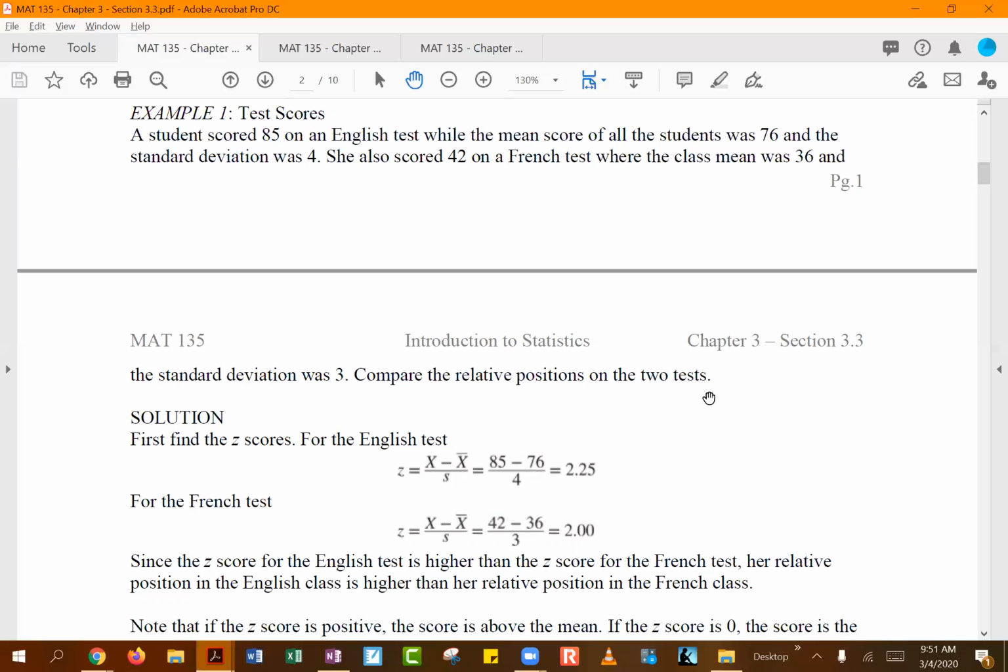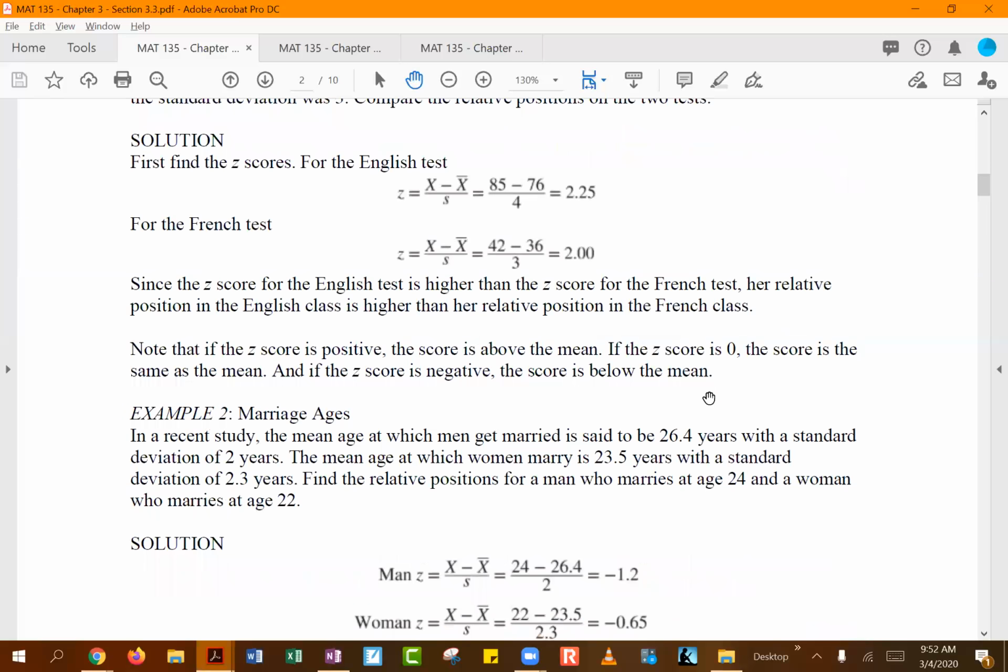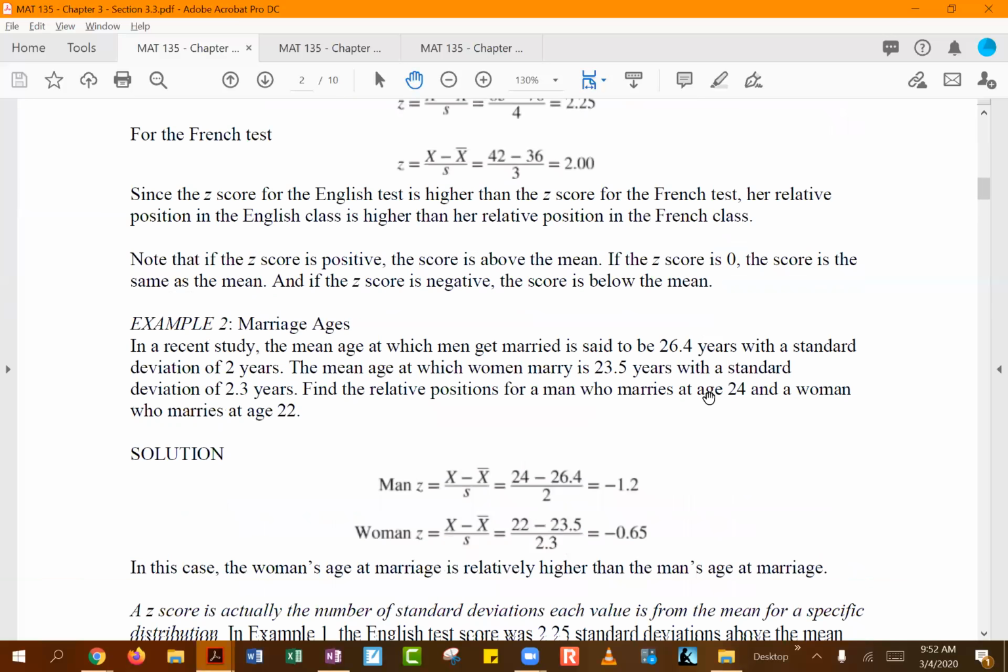Now again, it's not always going to be that the higher z-score means you have a better performance. It depends on what example you're looking at, what data set you're looking at. In this, of course, the higher you score, the better you do. So she did slightly better on her English score than she did on her French class. Oh, if your z-score comes out to be 0, that means you were right at the mean, right? Because you're not above or below, you're right at the mean, so your positioning is right at that halfway point.